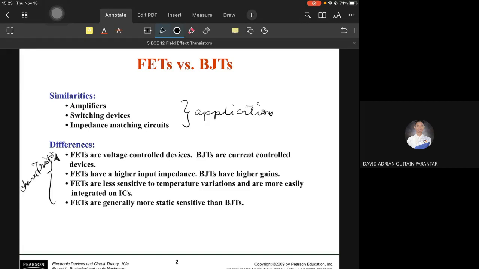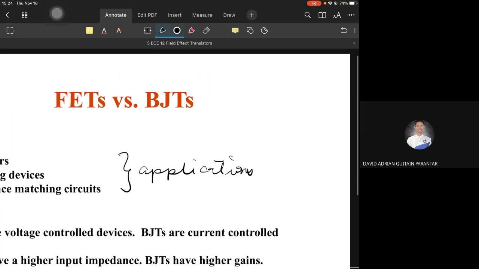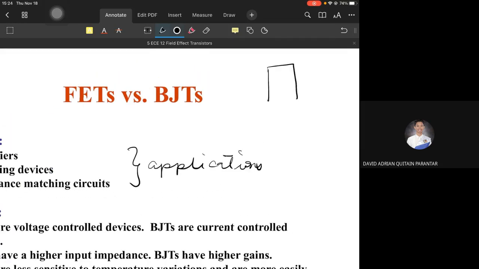Because internally, the manufacture of the FET is completely different from the BJT. They are two completely different devices. Of course, they are transistors, meaning one terminal controls the flow of current in the other two. Basically, that is the definition of a transistor. Whether FET or BJT, one terminal controls the flow of current in the other two terminals.